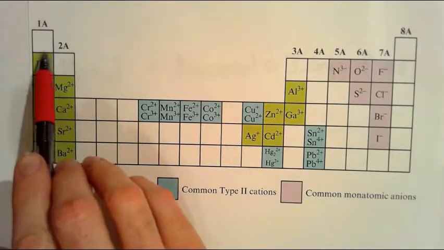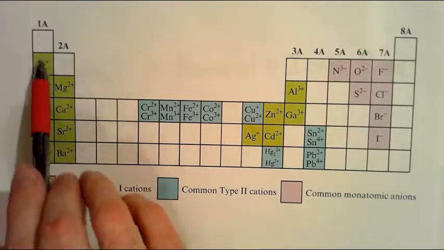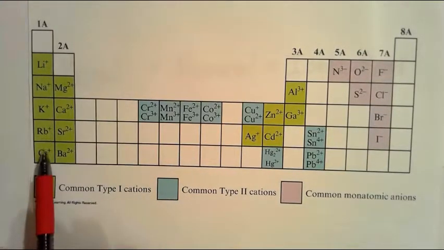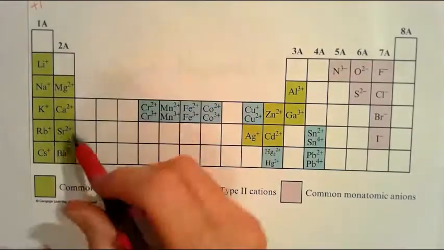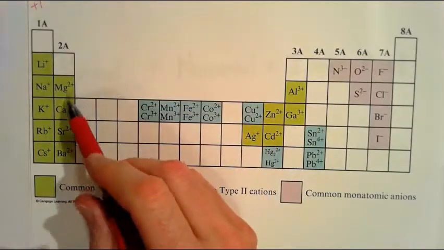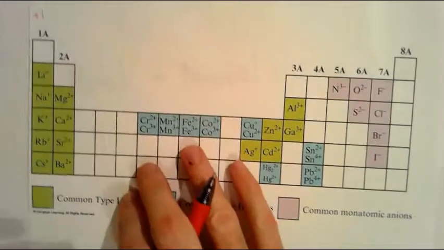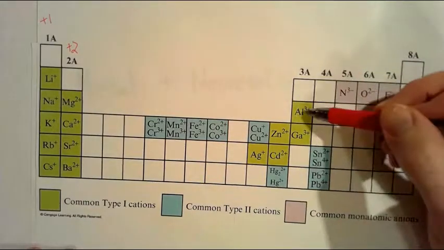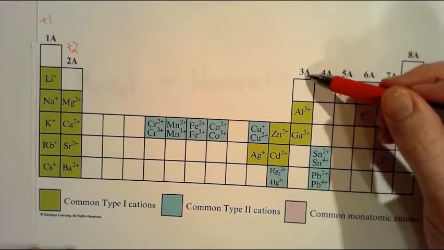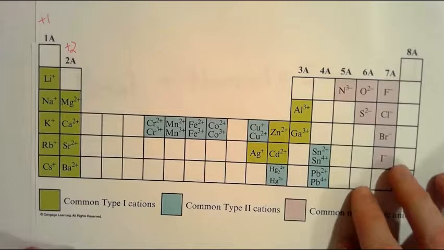So remember that all of these will have a positive 1 charge, because they're in group 1, and that all of these will have a positive 2 charge because they're in group 2. Aluminum will have a positive 3, it's in group 3.